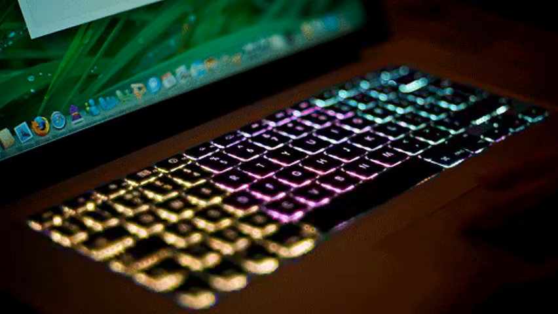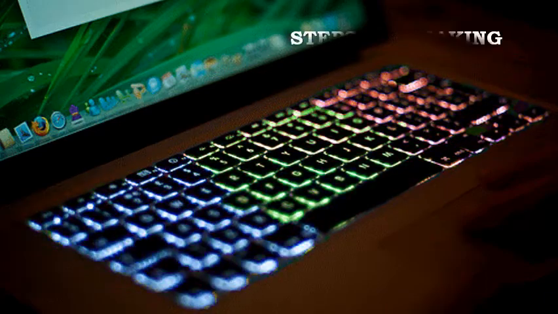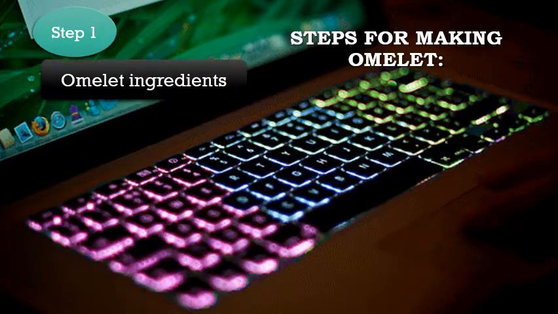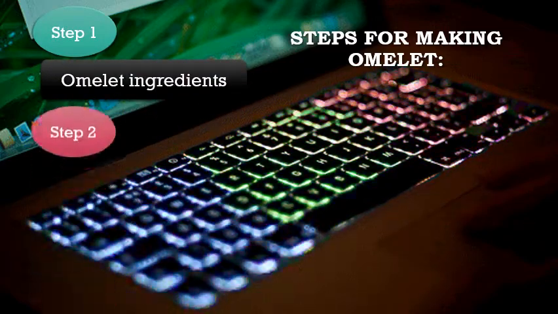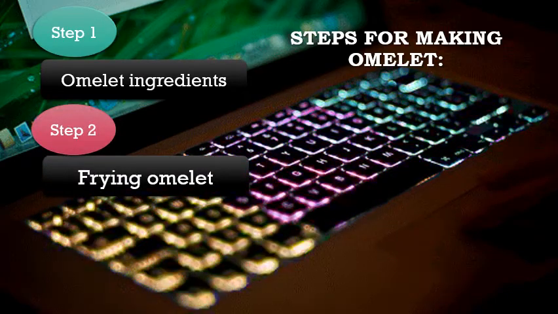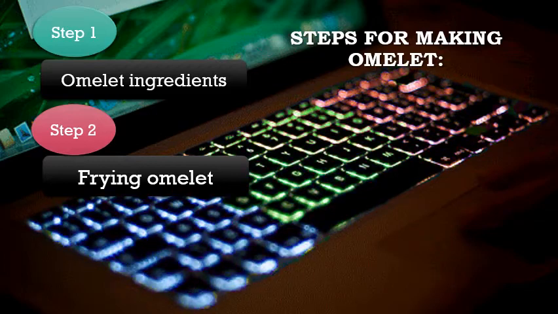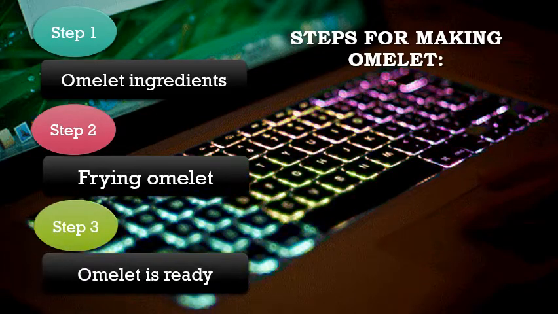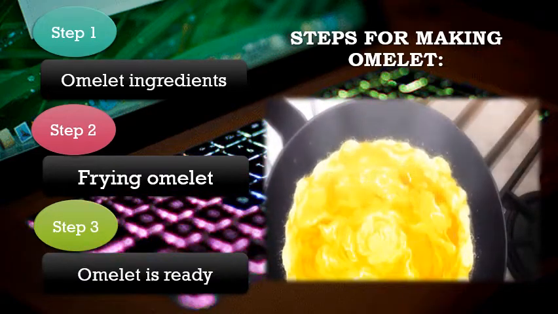Making tea was the example from your book, and here we are going to have another example from the book, and that is steps for making an omelette. Step number 1, we have to collect the omelette ingredients. Step number 2, frying the omelette. Then we will fry that omelette after adding all of the ingredients. Step number 3, omelette is ready.